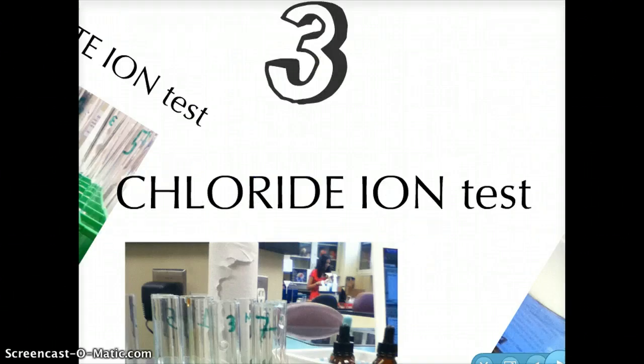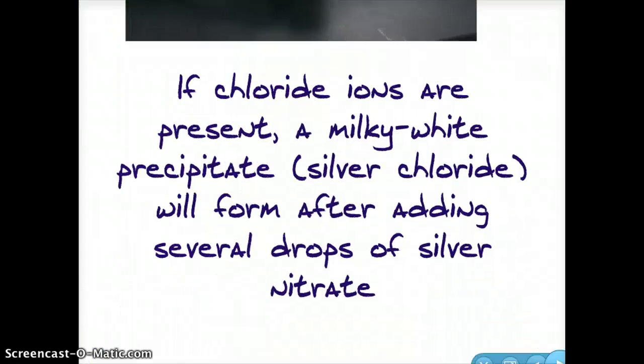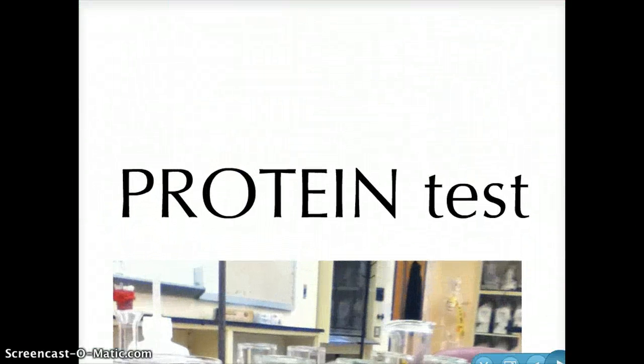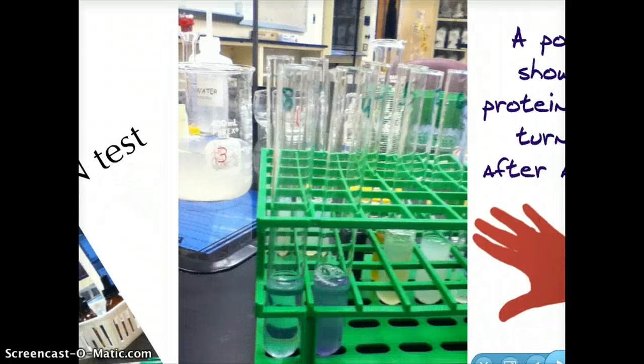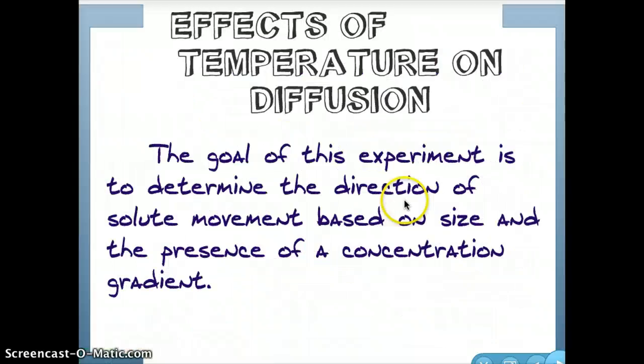To test chloride ion, if chloride ions are present, a milky white precipitate will form after adding several drops of silver nitrate. And to test protein, a positive result will show a presence of protein if the solution turns light lavender after adding drops of biuret. The effect of temperature on diffusion.